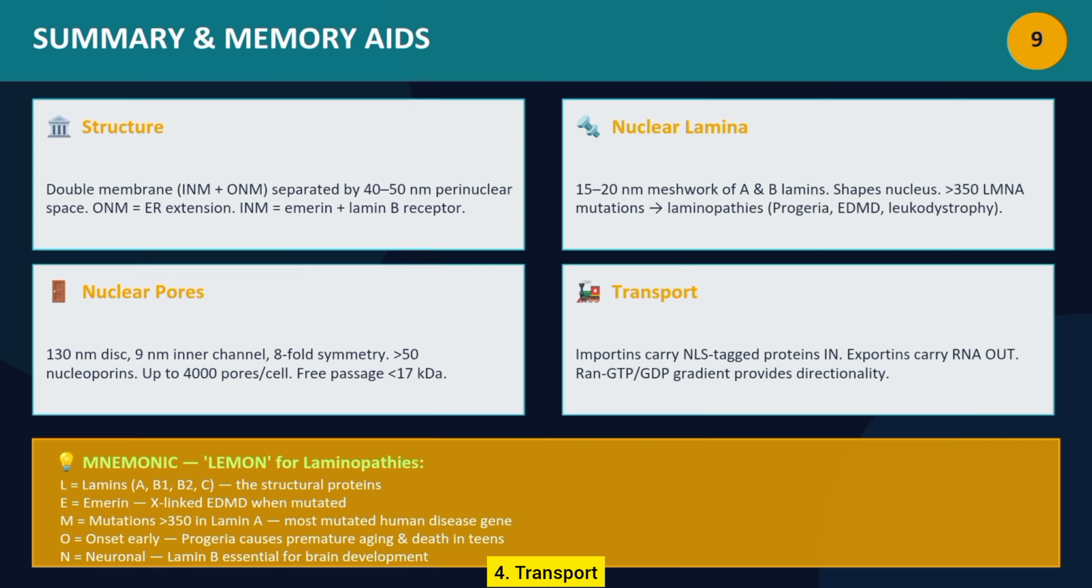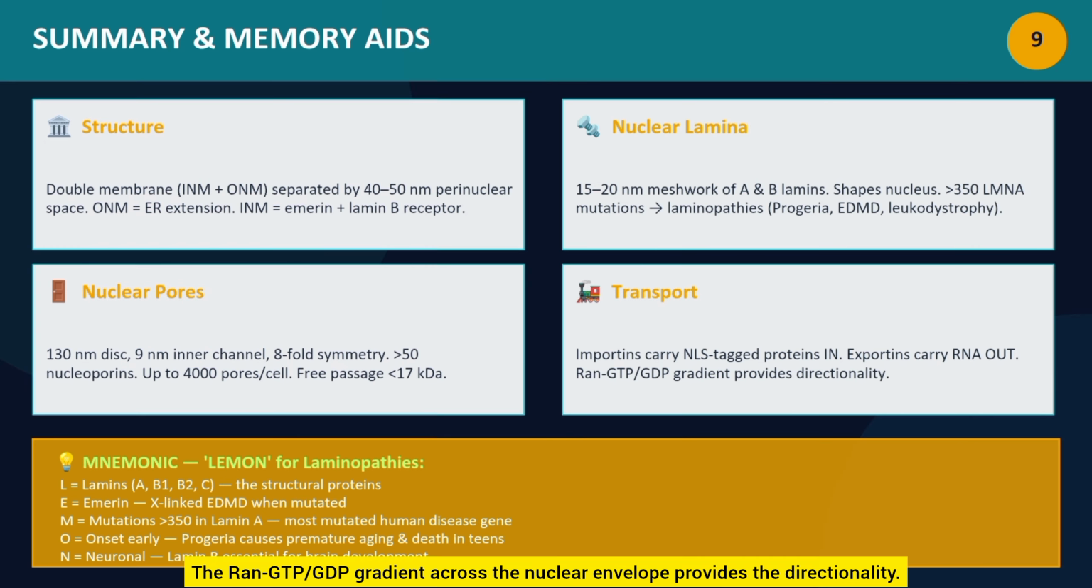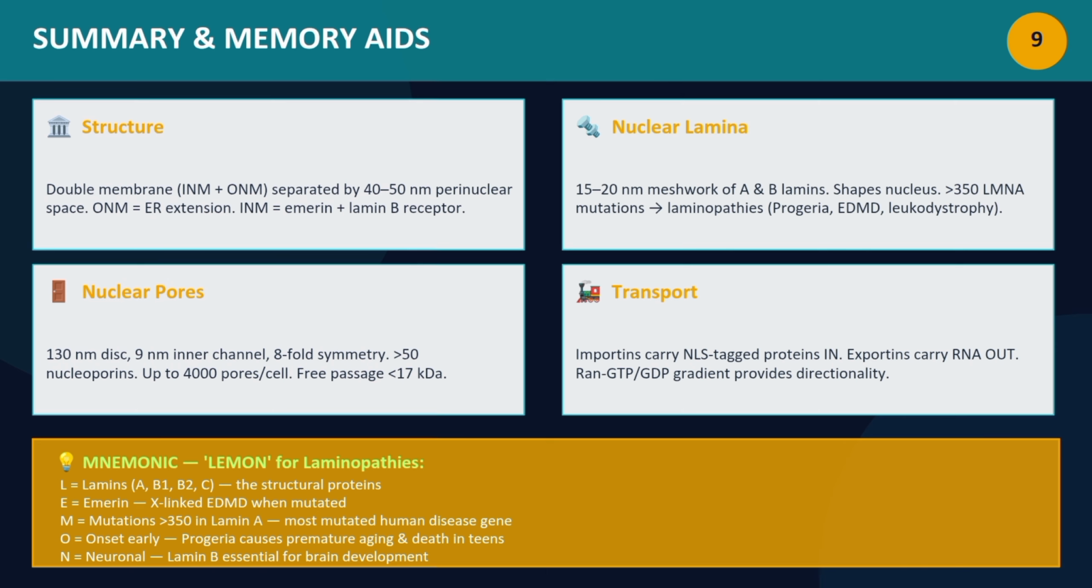Point 4. Transport. Importins carry NLS-tagged proteins into the nucleus. Exportins carry RNA and other molecules out. Small molecules pass freely. The RAN-GTP or GDP gradient across the nuclear envelope provides the directionality.